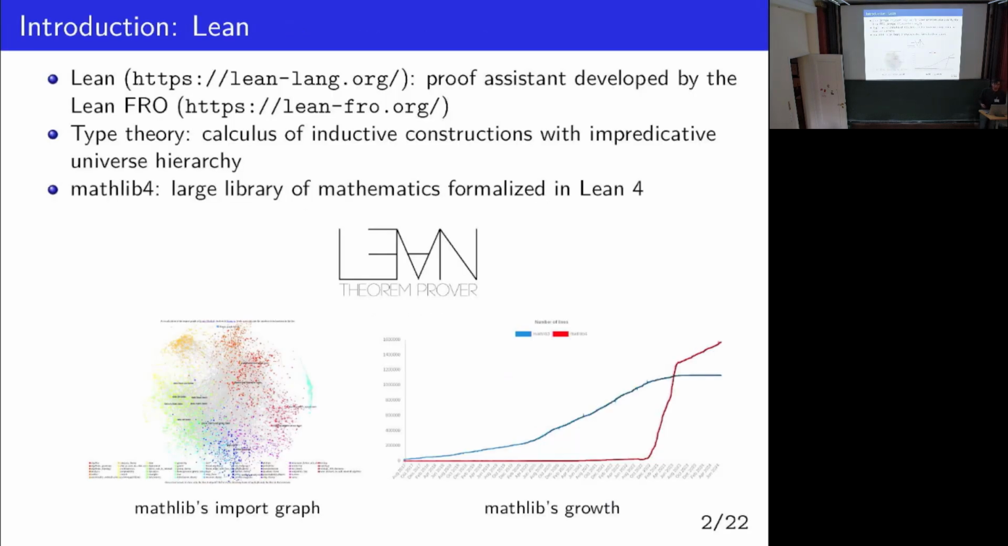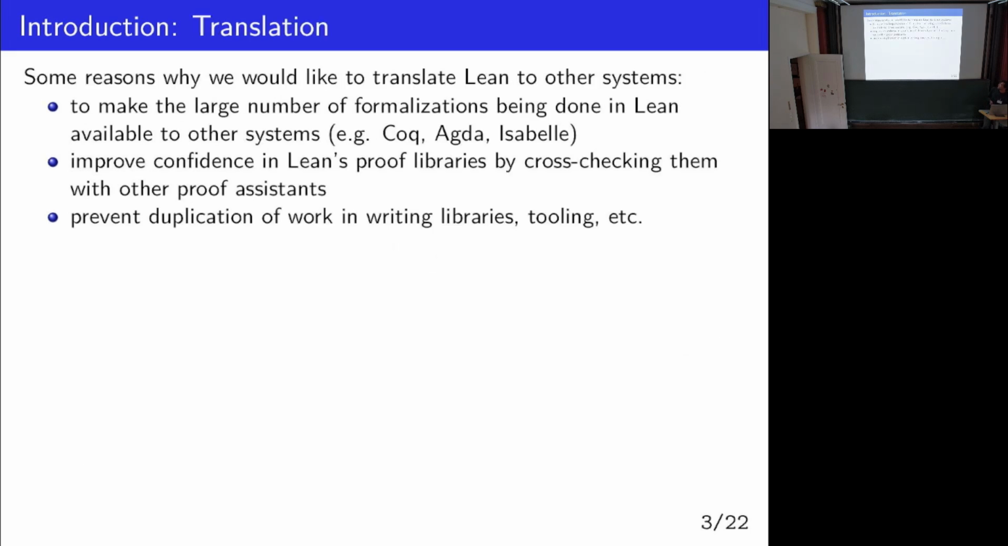So I'm sure the vast majority of us know about Lean. It's a proof system developed originally by Microsoft and more recently by the Lean FRO. And this type theory is very similar to that of Coq, based on the calculus of inductive constructions within predicative universes. And it has a very large and quickly growing mathematics library called MathLib. Its import graph is very big and it's growing quite quickly. So yeah, that's Lean.